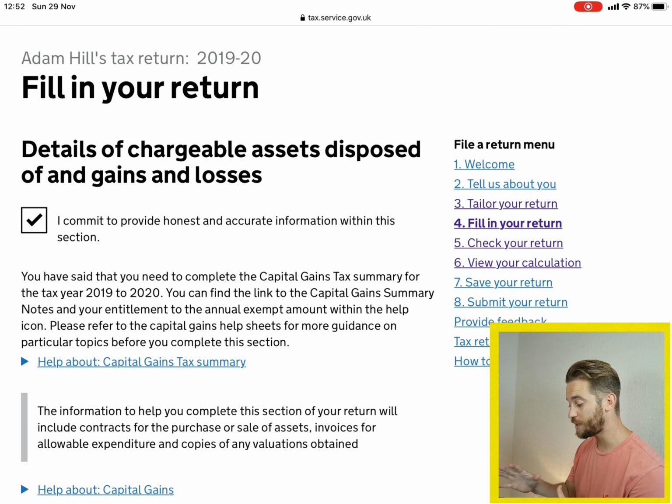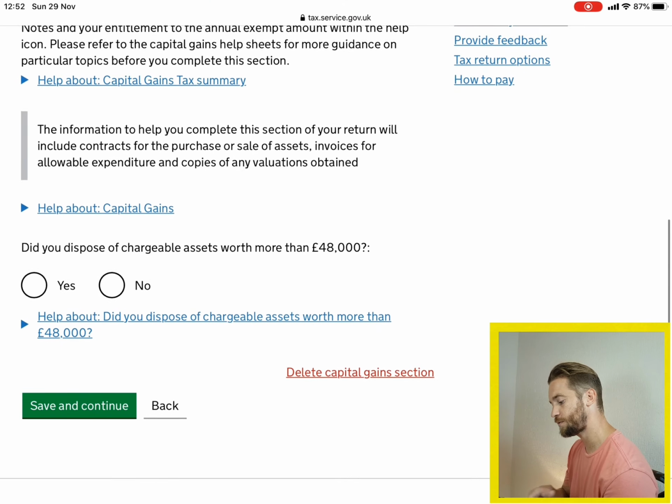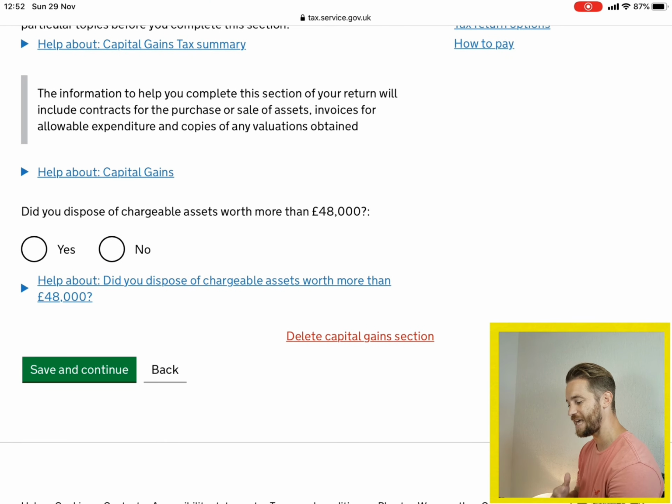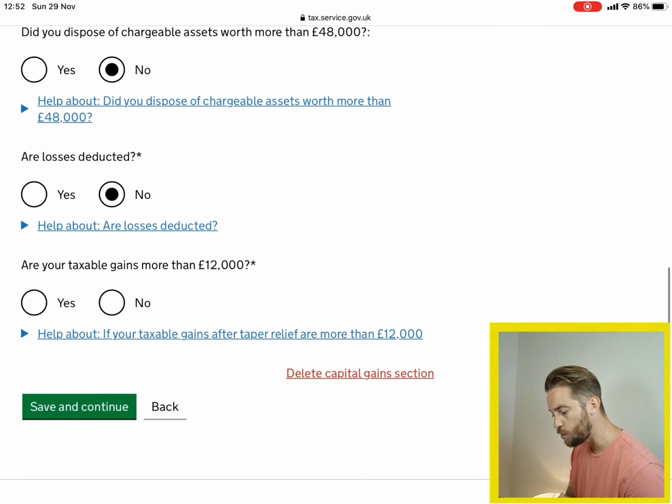And then this is the capital gains section that it's going to generate for you. So you have to confirm that you're providing honest and accurate information within this section. The questions it's going to ask you: did you dispose of chargeable assets worth more than 48,000? In this example, we'll say no, but obviously if you have disposed of more shares than that, you'll say yes. Have you deducted losses? So if you have made any losses on certain sales of assets, again, shares, then you can include those in your calculation if you want, but you'll need to notify HMRC here. In this case, I'm going to say no.